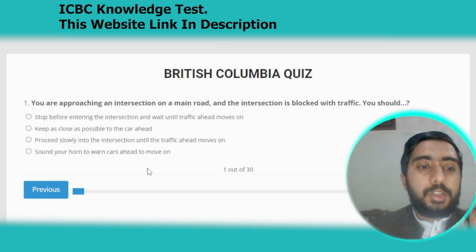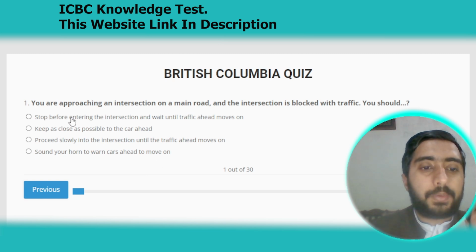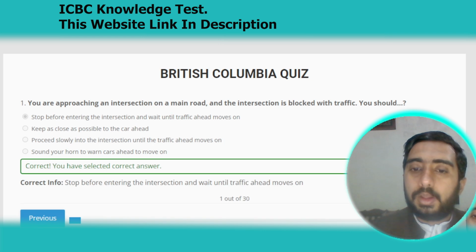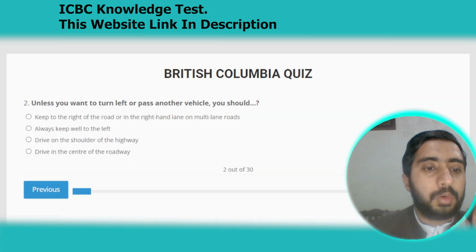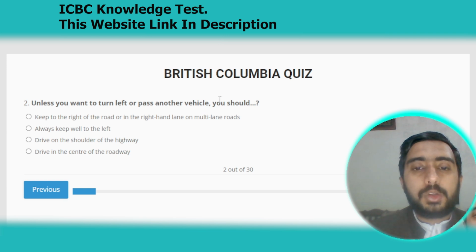Question number 1. You are approaching an intersection on a main road and the intersection is blocked with traffic. You should stop before entering the intersection and wait until traffic ahead moves on, which is option A. Next question number 2. Unless you want to turn left or pass another vehicle, you should keep to the right of the road and in the right hand lane on multi-lane roads.